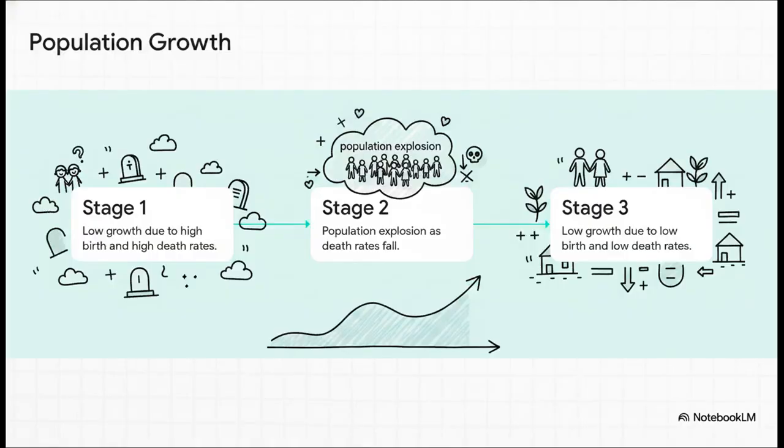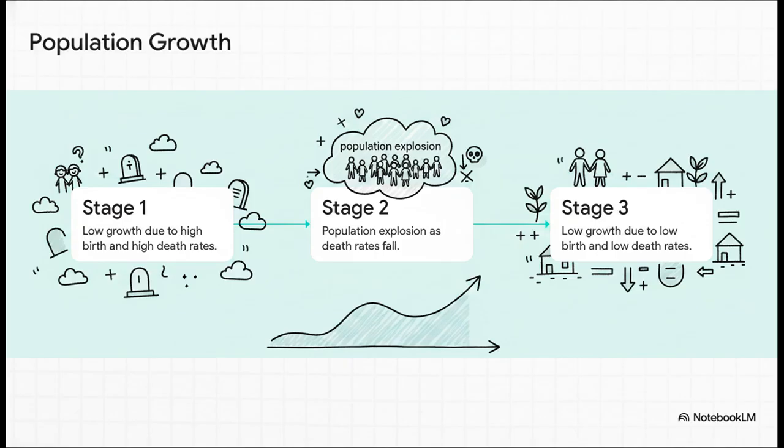Yikes, right? Thankfully for all of us, history proved Malthus completely wrong. The theory of demographic transition paints a much better picture. It maps population growth directly to economic development across three optimistic stages. In stage 1, an underdeveloped society has high birth rates and high death rates, so overall growth is low. Stage 2 is the famous population explosion. This is where modern medicine makes death rates plummet, but birth rates stay high.